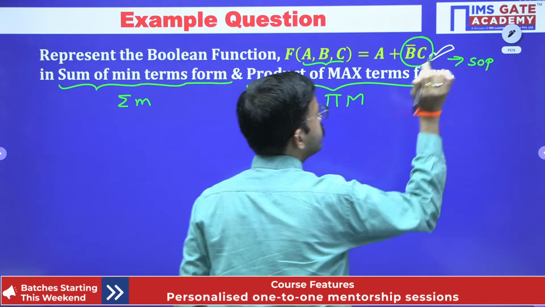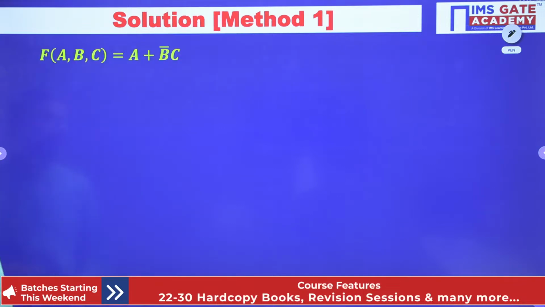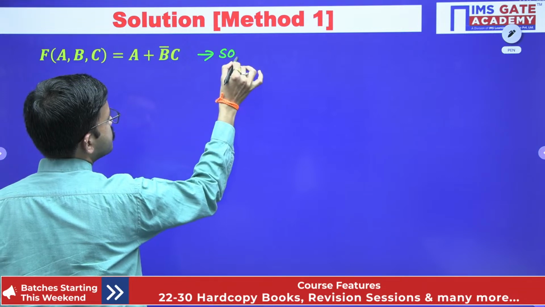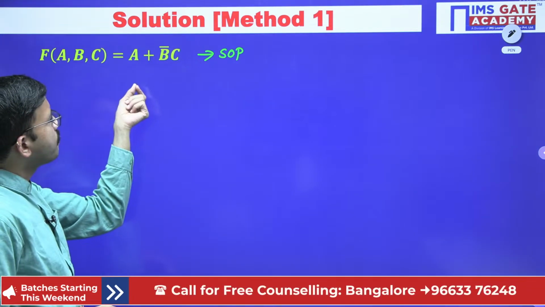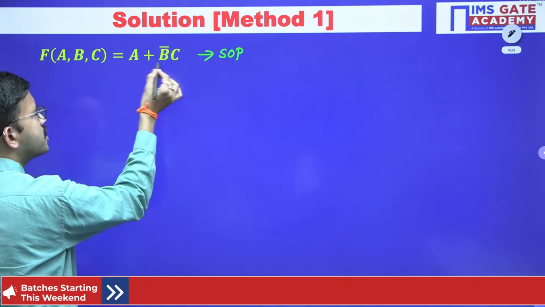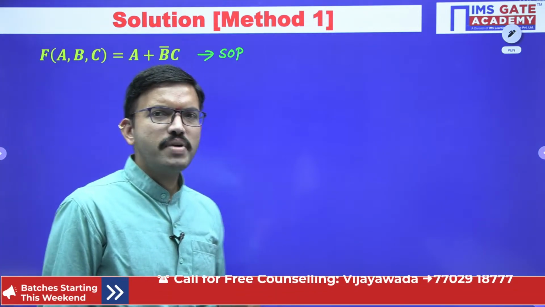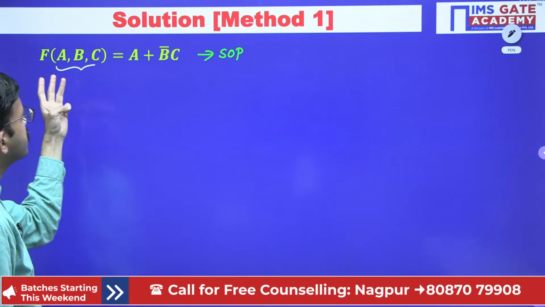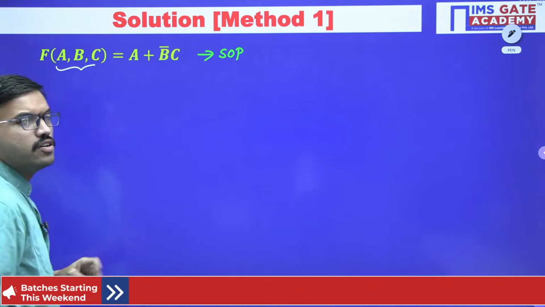Now you have to convert that into sigma m and then pi capital M. So the given function is in SOP form, and we want to convert it into sigma m. That means in each and every product term, you should have the number of literals the same as the number of given variables. Here, it is a function of 3 variables, so each product term should have 3 literals.